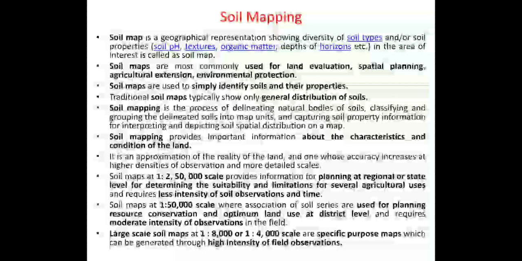Also, in soil mapping there are different scales, which are used for different levels and different purposes. First, we can see soil maps at the 1:250,000 scale. This scale provides information for planning at regional and state level. This scale, 1 is to 2 lakh 50,000, is generally used for national and regional levels.